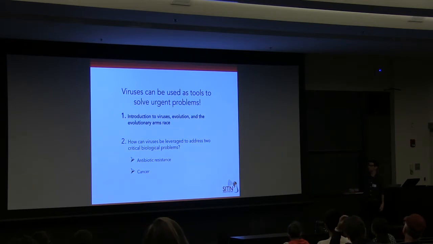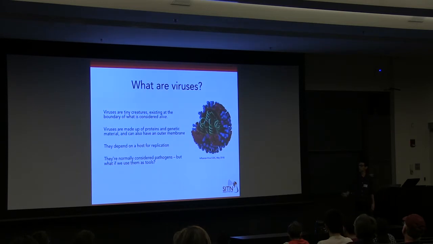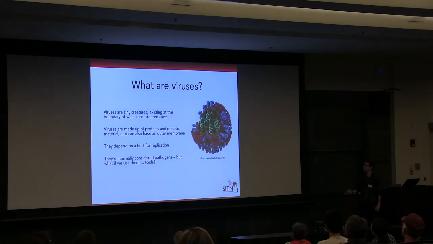So we'll begin with my introduction here. So what are viruses? Now, viruses are extremely tiny. They exist at the boundary of what is considered alive. To explain, viruses are made up of proteins and genetic material, and they can also have an outer membrane. Now, this is an artist's rendition of influenza virus. Everyone's familiar with the flu. You can see on the inside you have, let's say, genetic material. On the outside you have protein parts, so virus parts.